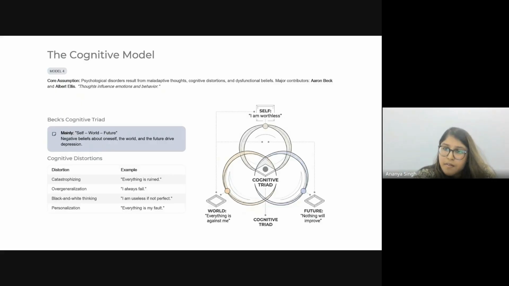There are several cognitive distortions involved. We'll come to that when we study CBT. Then there is an example of this: the negative view about self is I am worthless. The negative view about the world is everything is against me, everyone is against me. And regarding the future, that nothing will improve. This is an example of the cognitive triad.